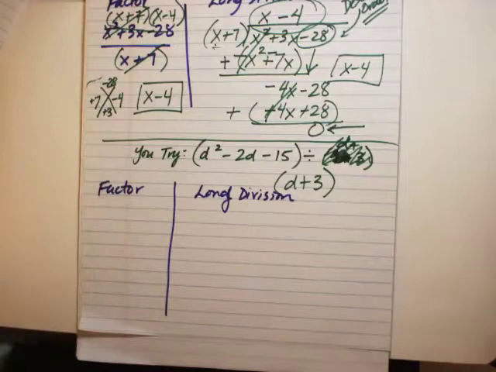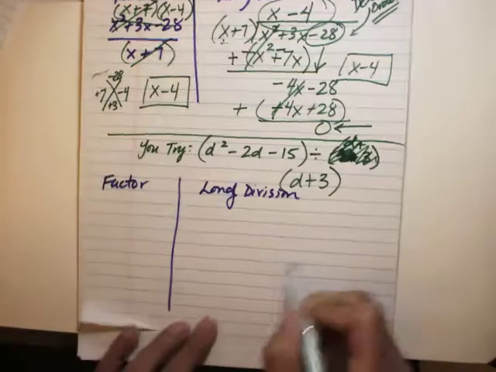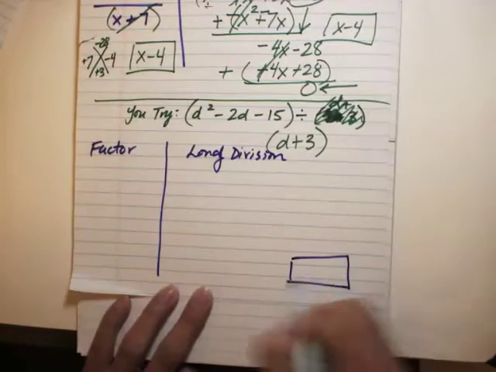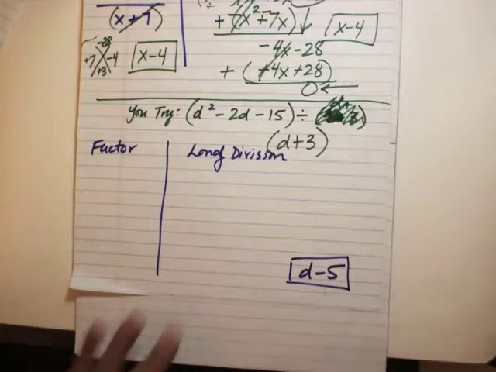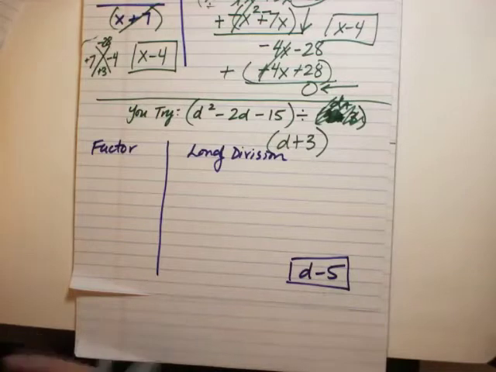Okay, if you did this correctly, you would come out with d minus 5 as an answer. Okay, so if you have any questions about that, we will address that tomorrow.